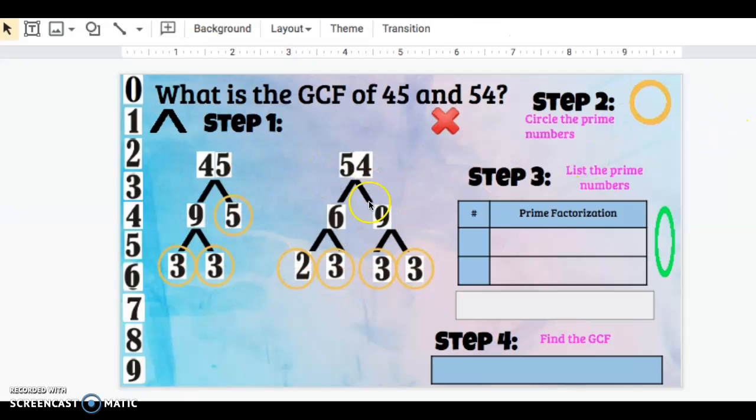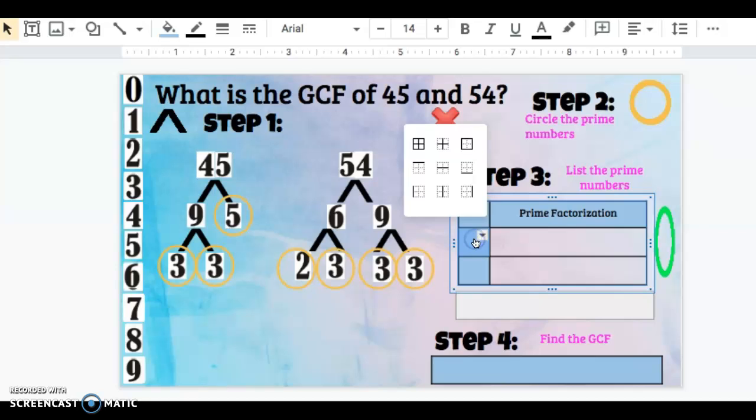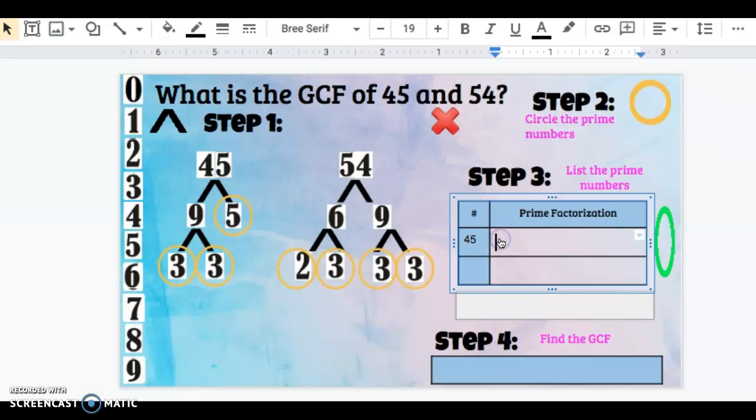So now that step 1, breaking it down into prime factorization, and step 2, circling all your prime numbers, are completed, I have to go to step 3, which is list the prime numbers. My first number is 45. The prime numbers are the numbers you circled. So the numbers I circled were 3 times 3 times 5. Now remember, when you put them in prime factorization, you need to put them in order from least to greatest. So now we have 54. I'm going to list my prime factorization in order from least to greatest. The numbers that I circled were 2 times 3 times 3 times 3.